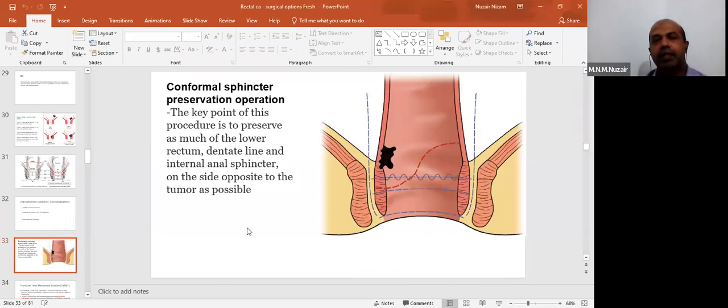And even some surgeons are trying something called conformal sphincter preservation operation, where, let's say the tumor is on one side, they try to remove the tumor and the sphincter on that side, but try to preserve the opposite side. In traditional intestinal resection, they go straight across. Here, they remove where the tumor is involved, and try to preserve the opposite side. This is called conformal preservation. But this is also performed by only some surgeons.